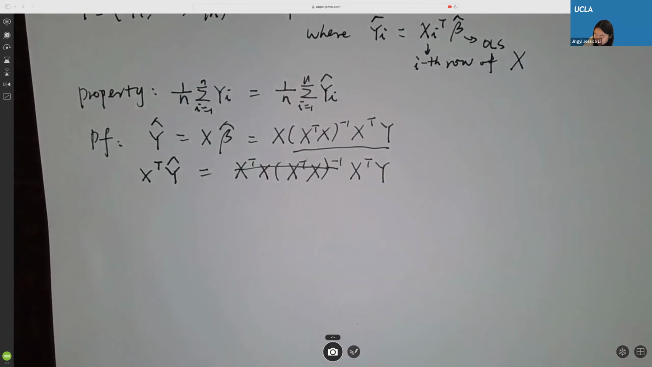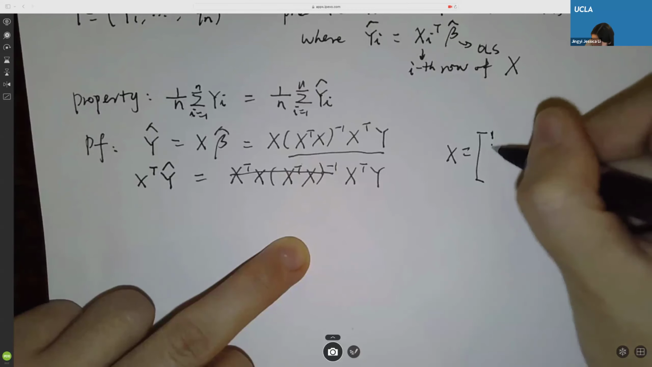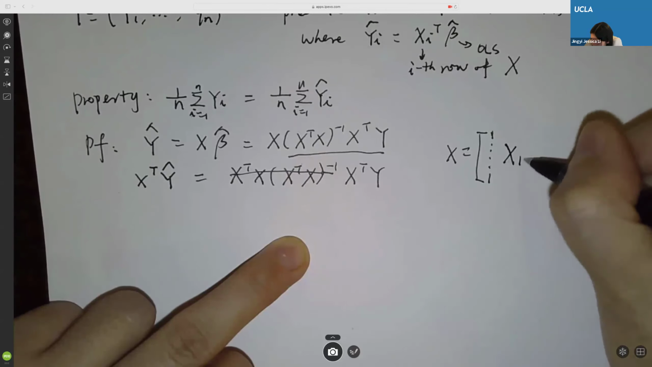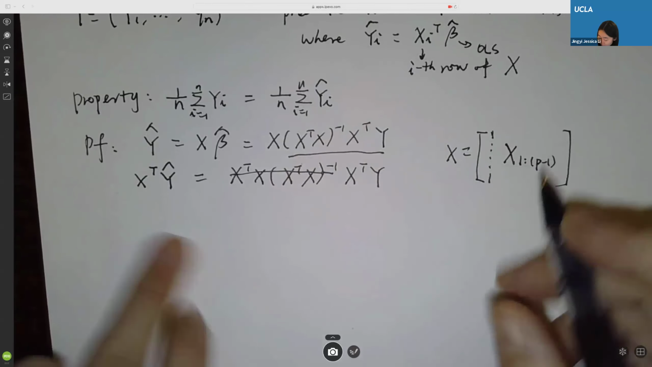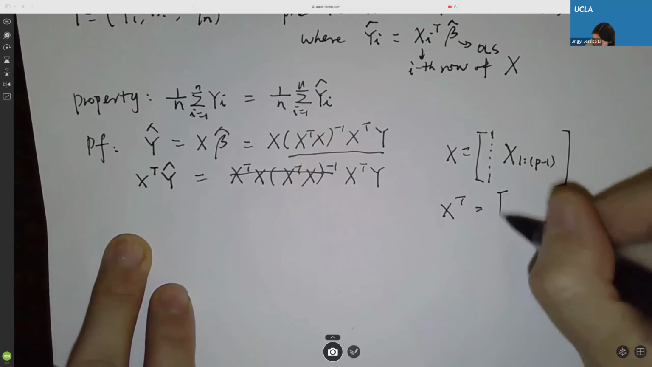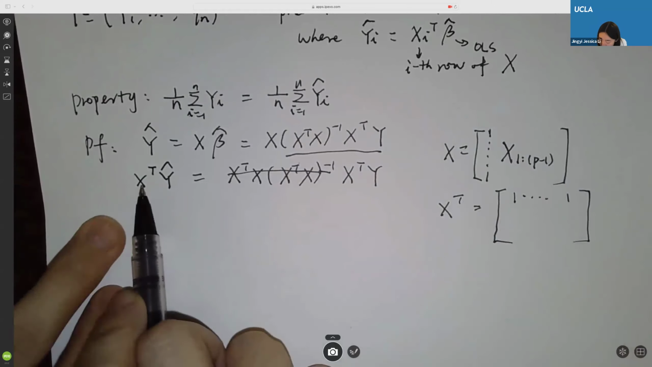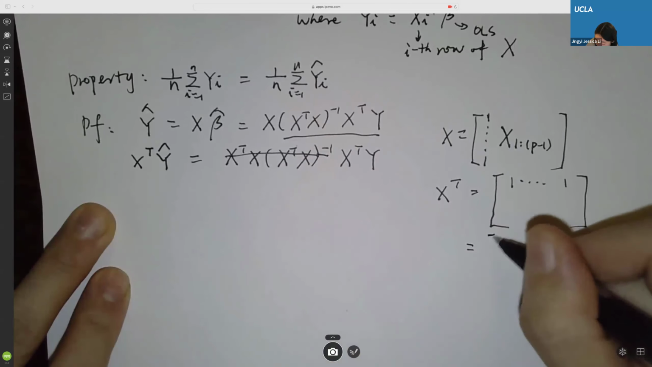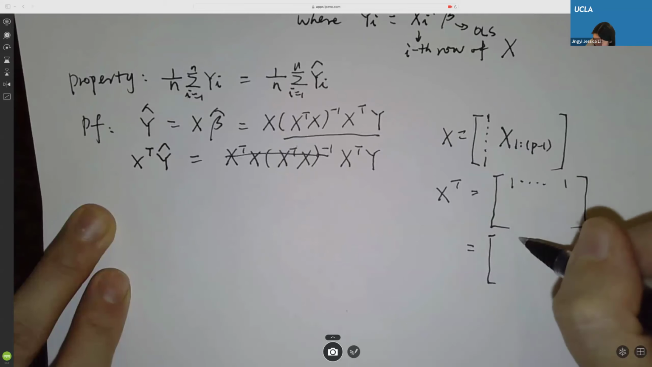And then what is x transpose? And what is x? If you recall, x has the first column corresponding to our intercept as ones, right? And then we have x 1 to p minus 1 as the p minus 1 predictors. So if you do that, then x transpose will have the first row as all ones, okay? So what this means is, let me think about a good way to write it.